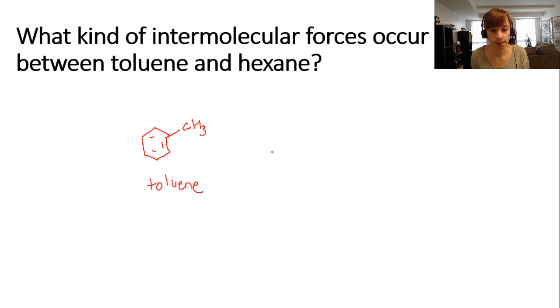Hexane is a linear alkyl chain made of 6 carbons. So 2, 3, 4, 5, 6. So this is hexane. There are 3 intermolecular forces to consider, the strongest one being hydrogen bonding.